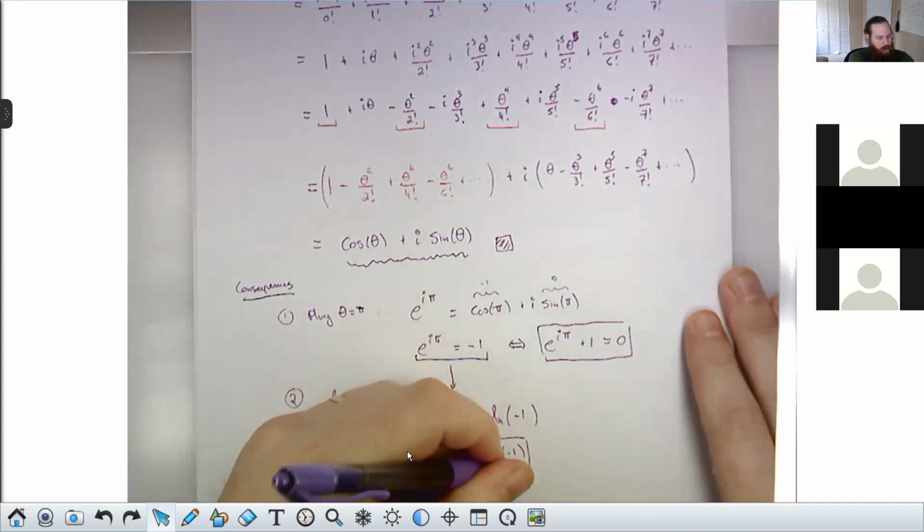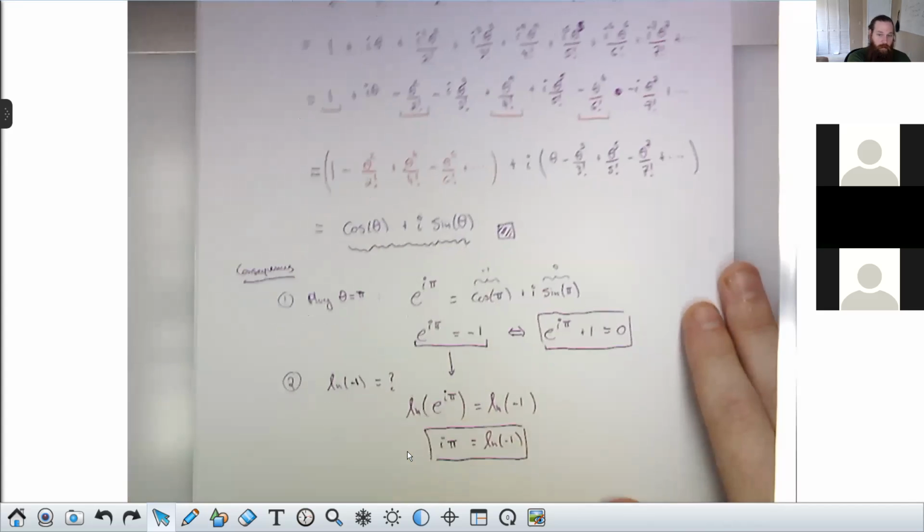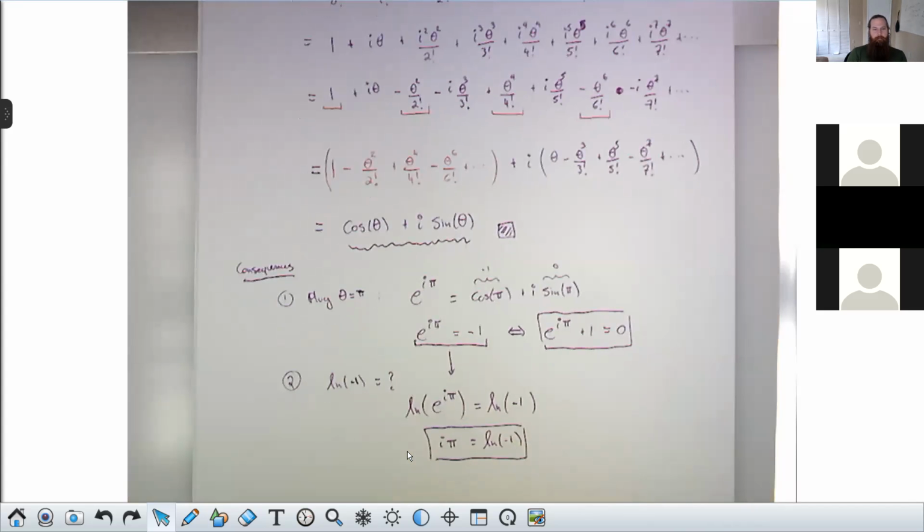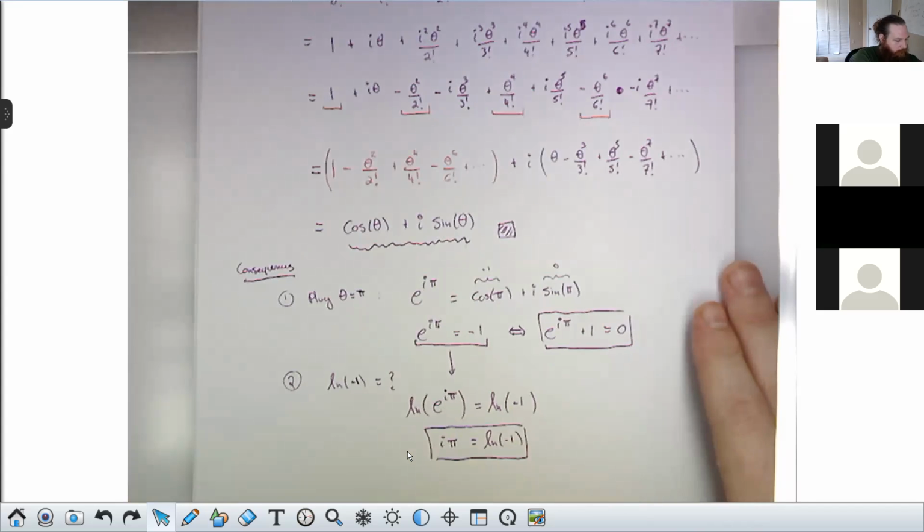So here's a kind of shocking fact number 2. That is a consequence of this theorem. Natural log of -1 does exist. It's just not a real number. It's the complex number I pi. What else can we do? Well, one of my favorite things here.